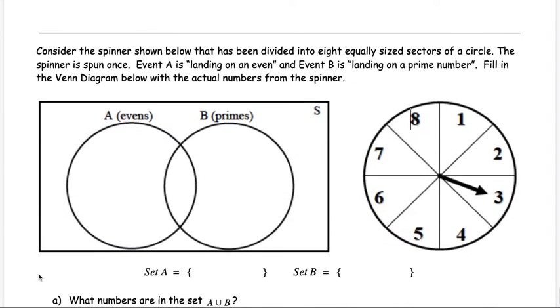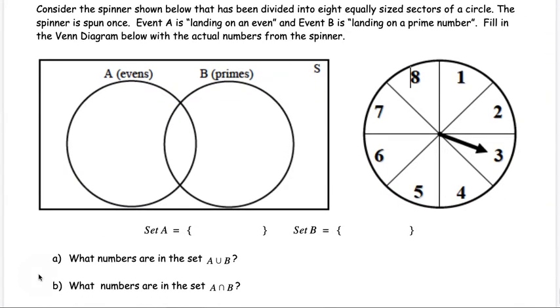Let's take a look at this spinner here and how we might actually display this in a Venn diagram. So we've got a spinner here. Our sample space is all the numbers 1 through 8. Each of these numbers has to appear in our sample space S, which is inside this box. We're also being given two events. Event A is landing on an even number, and we're going to use this circle here to signify the set of event A, all those even numbers, and this circle here to signify the set of event B, which is landing on a prime number. So we'll see what they have in common as well.